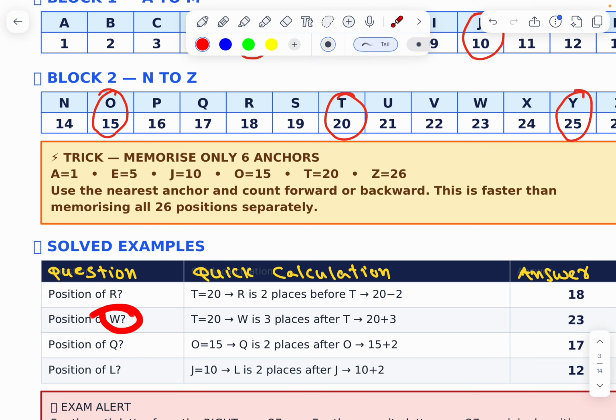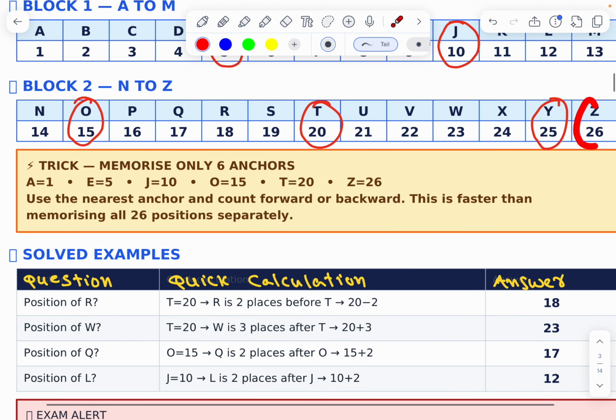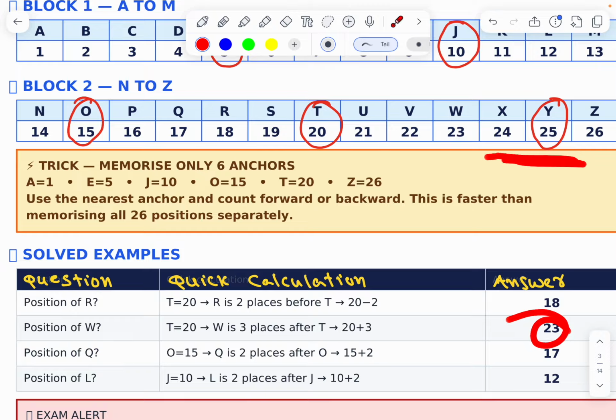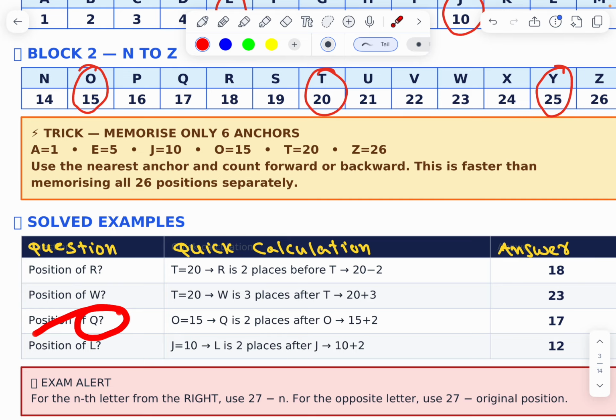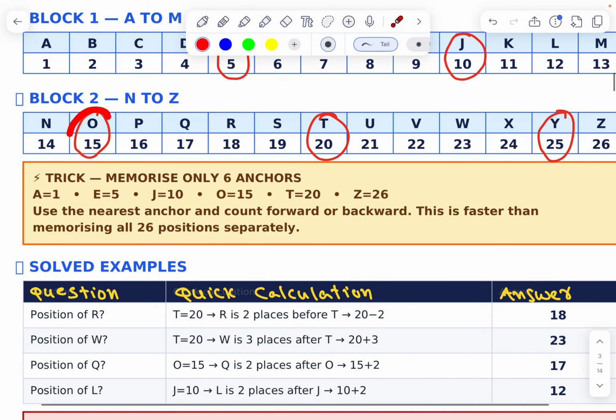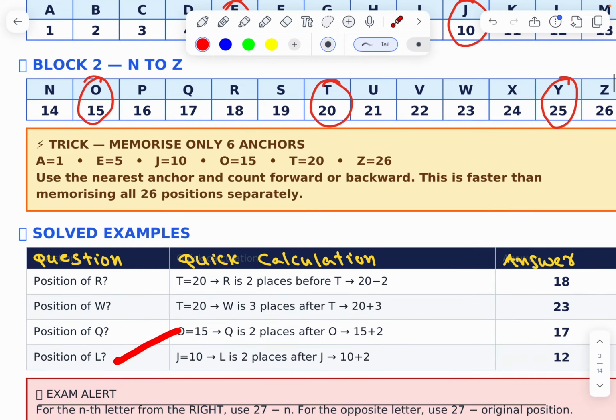What is the position of W? Z is equal to 26. 26 minus 3, 23 is the answer. Next, what is the position of Q? Nearby O. O is equal to 15. Therefore, plus 2. Therefore, 17 is the answer. Okay, like that.